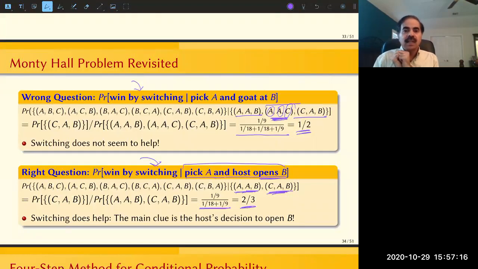So in an indirect way, whenever the host opens door B, there is a little bit of a clue that maybe our choice of gate A was wrong, right? And that's why we should switch. So the host is really indirectly giving us a clue, because if our choice of A was correct, then they are much less likely to open gate B.